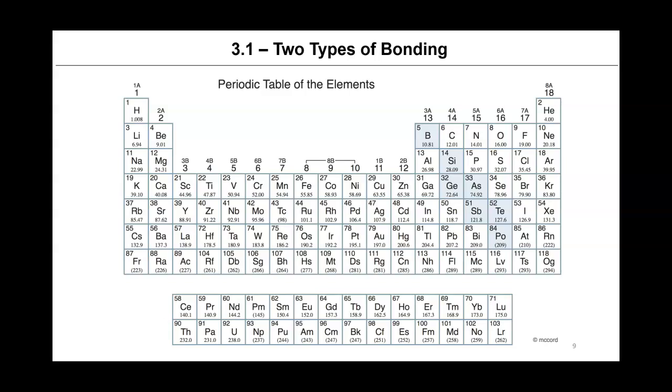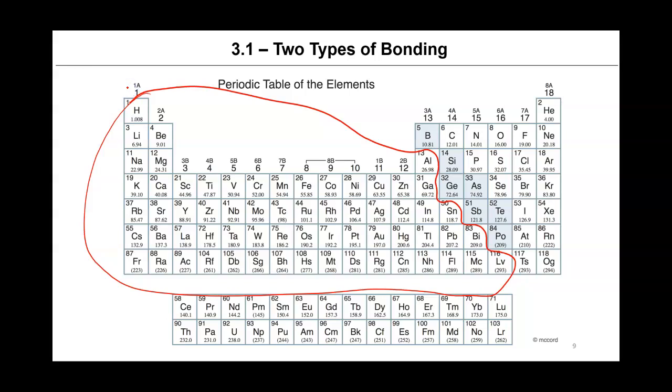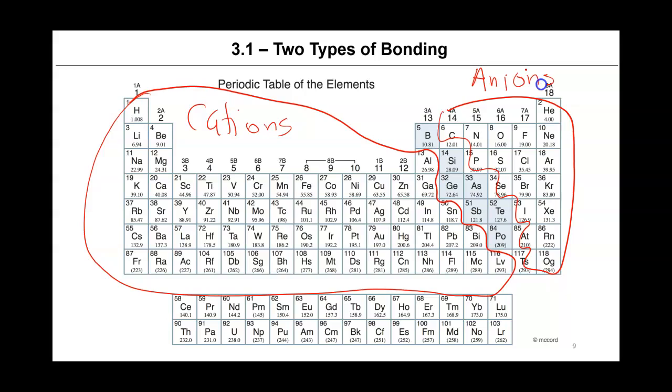So if we look at the periodic table, what we're going to see is that ionic compounds are formed by hydrogen and the metals that form cations combining with nonmetals that form anions.